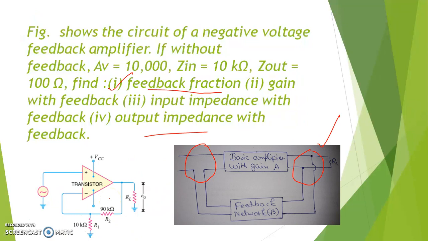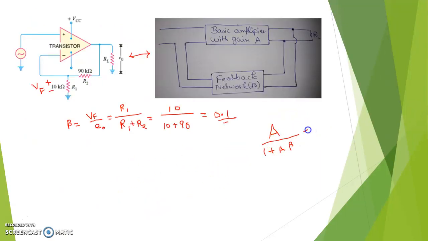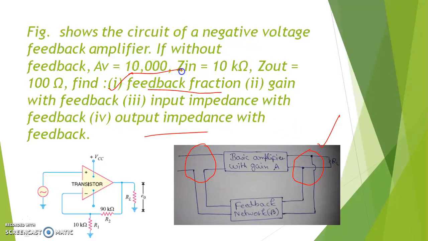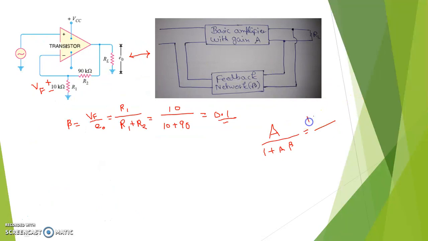For negative feedback we know that the overall gain is A by 1 plus A beta. Now see, simple substitution. What is the A value? A value is given as 10,000. So substitute that and you will get 10,000 by 1 plus 10,000 into beta. What is beta? Beta is 0.1. Just to calculate it, 10,000 into 0.1. So solve this by calculator and you will get the overall gain as 10. This is the overall gain of this voltage series practical feedback network, or this voltage series feedback topology.